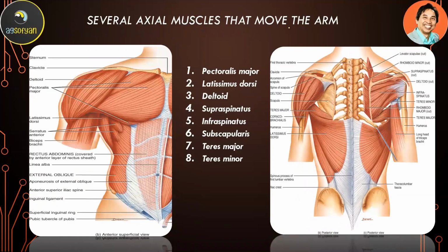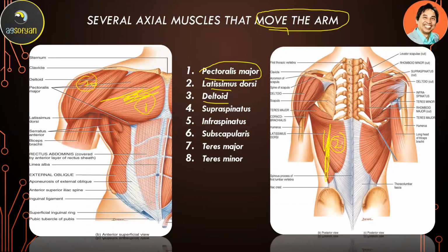The muscles that move the arms, I think we already mentioned some of them. The biggest one here is the pec muscle, the pectoralis muscle, and the latissimus dorsi on the back. This is latissimus dorsi, number 2. This is number 1, pec muscle. Deltoid is going to be this one, number 3, deltoid muscle.